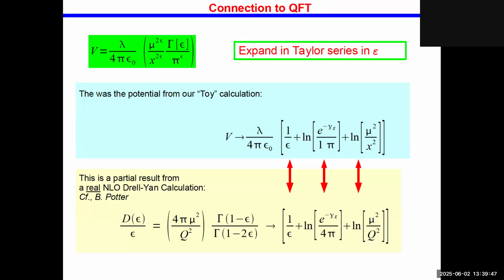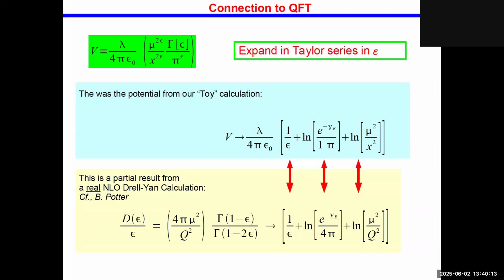Let me connect this up to quantum field theory. I'll take the potential and expand this in powers of epsilon. If I expand it in powers of epsilon, I have a 1 over epsilon, which, there you see explicitly, I can't set epsilon to 0, I have a singularity. And then I have some constant terms, and then some other things proportional to epsilon and epsilon squared. So this is what I get.